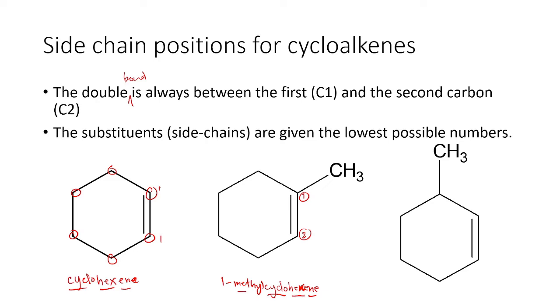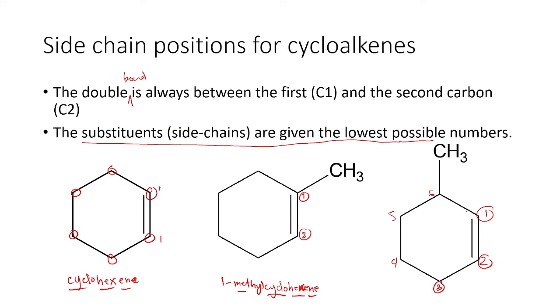Since we are giving the lowest possible number for our side chains or our double bond, we cannot name this as position number one. Why? Because if we go clockwise, this will be position two, position three, 4, 5, and 6. And as you may have remembered, we need to give the lowest possible number for our substituent.